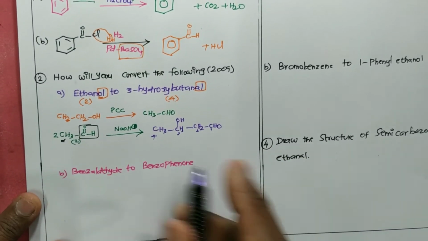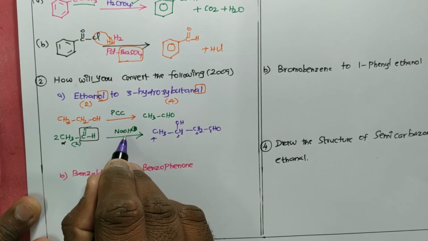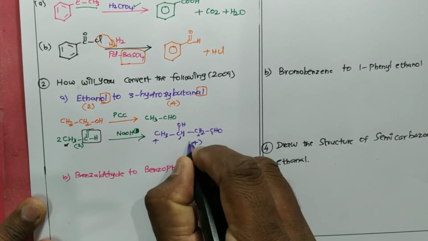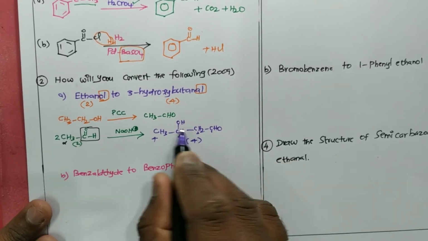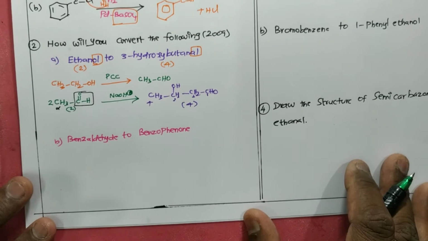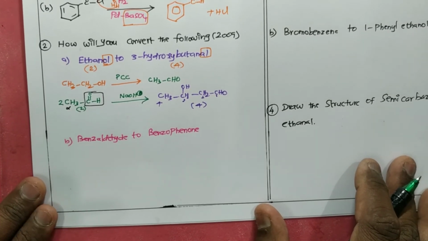Okay, are you able to understand, students? Just by the presence of a base, the 2-carbon containing aldehyde can be converted into a 4-carbon containing hydroxyaldehyde. Okay, and the next one is benzaldehyde to benzophenone.